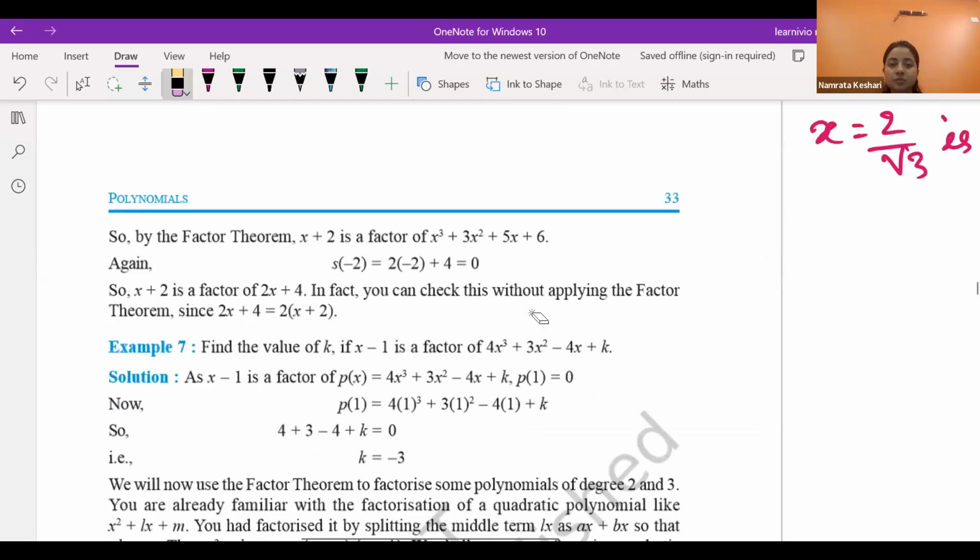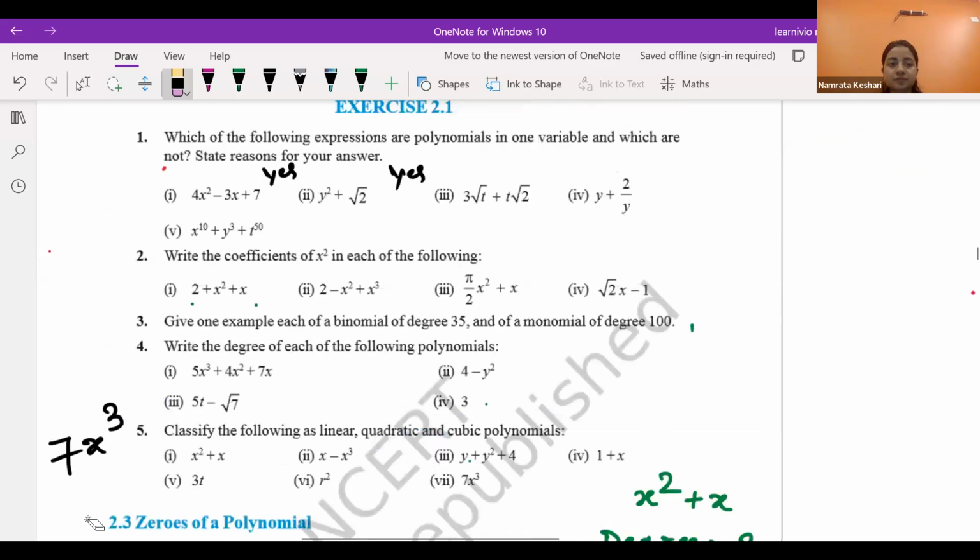Question number 2. Please read it. Write the question. Coefficient of x square in each. Okay, first one. What is coefficient of x square over here, Gauri? +1. Perfect. Next one. What is coefficient of x square over here? -1. Perfect. What is coefficient of x square in the third one? Do you know this is pi/2? Pi by 2? Pi is just a value.